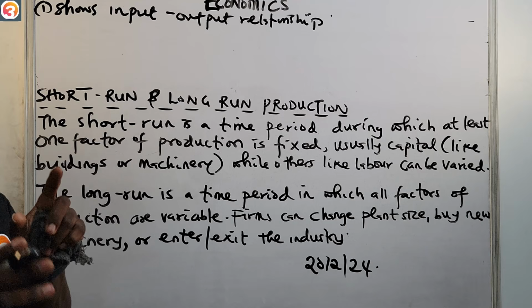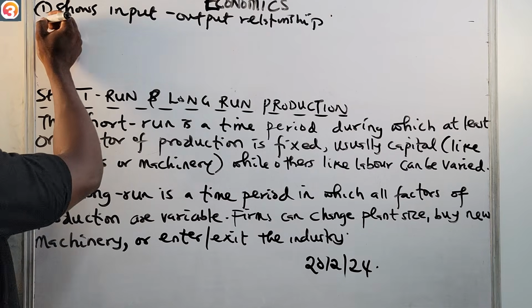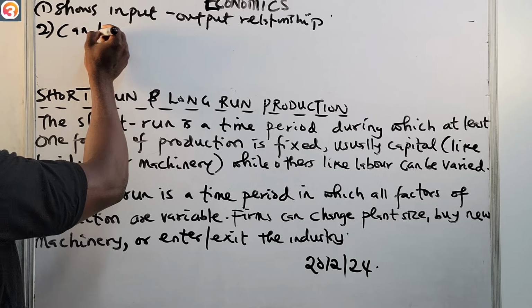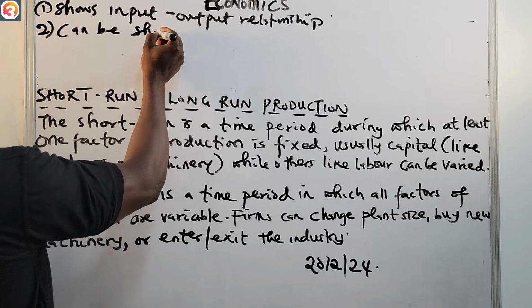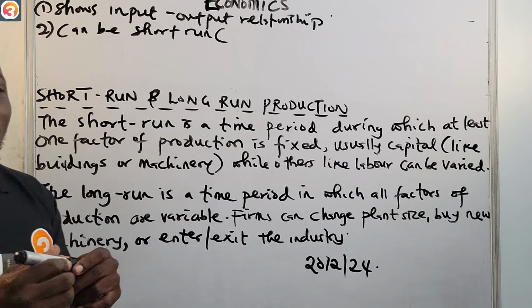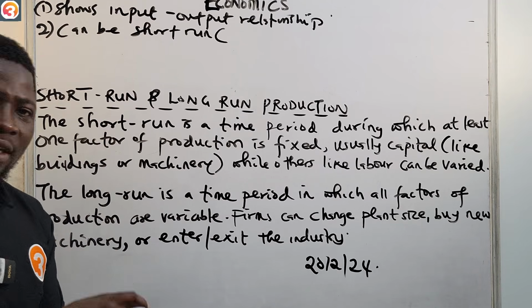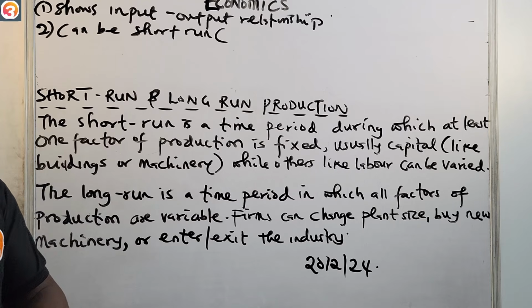Then number 2, note that the production function can be what? It can be short run. Okay, for short run, some variables are fixed, while some are what? Some inputs are fixed, while some are variable. All right, take note of that.